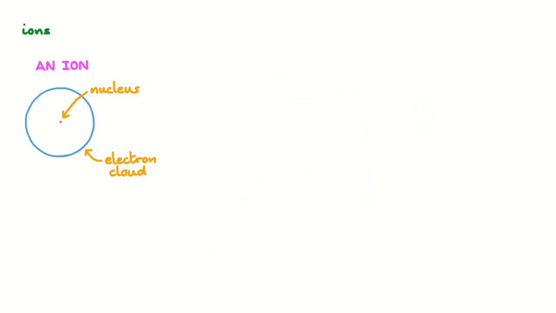An ion is the combination of a nucleus containing protons and usually some electrons. Nuclei can also contain neutrons, but since they only contribute mass, they don't really affect ionic bonding, so we won't be looking at them in this video.